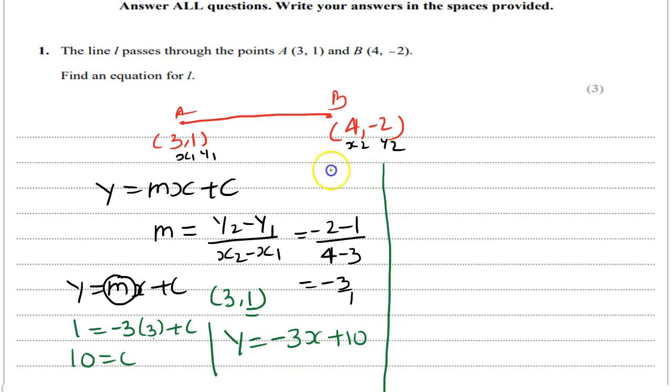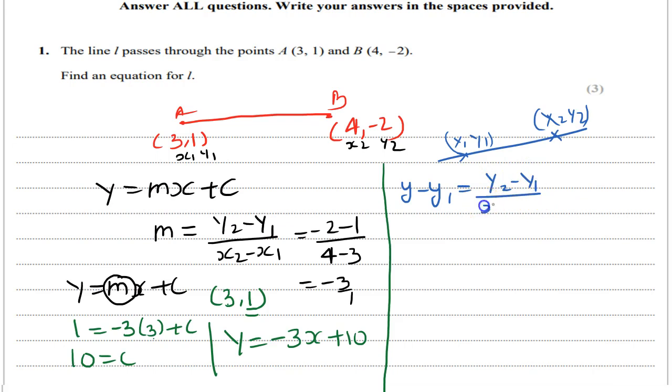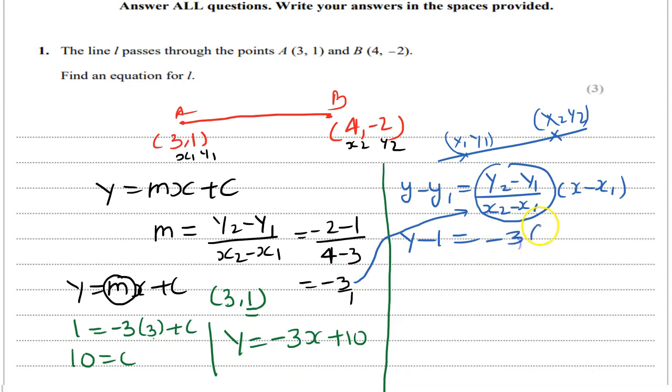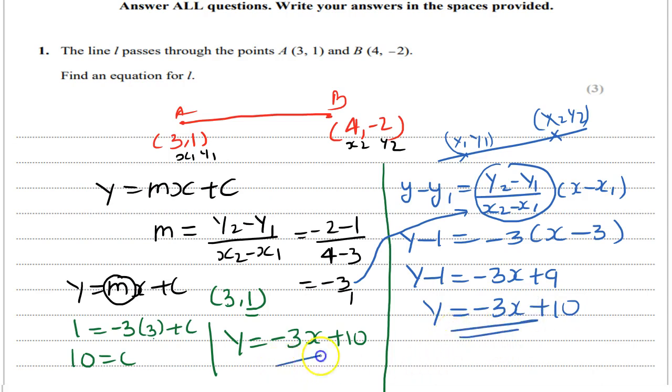So this is another way we can do it. If a line is passing through 2 points, x1, y1 and x2, y2, then the equation is given by y minus y1 equals y2 minus y1 over x2 minus x1, times x minus x1. So y1 here is 1, so y minus 1. Y2 minus y1 over x2 minus x1 we have calculated, that is minus 3, and x minus x1 is x minus 3. If we multiply, y minus 1 is minus 3x plus 9, and y equals minus 3x plus 10. So you can solve it any way, both ways are correct.